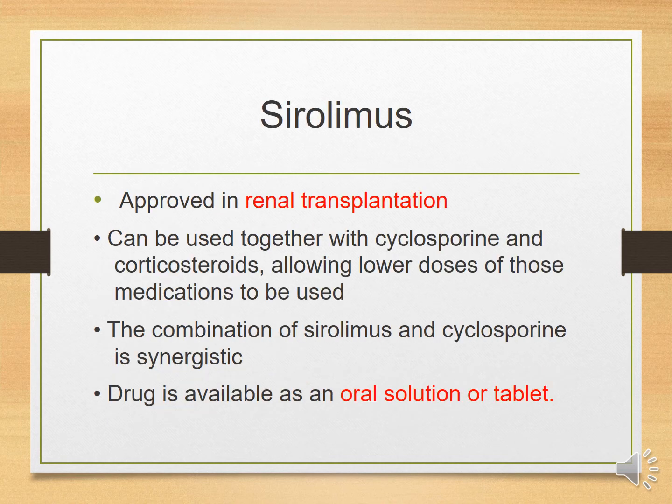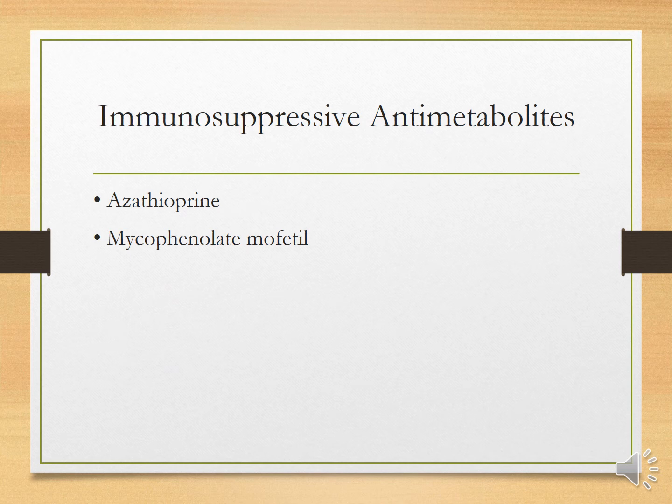Then our drug comes Sirolimus. It is approved in renal transplantation. It can be used together with cyclosporine and corticosteroids, allowing lower doses of those medications to be used. The combination of sirolimus and cyclosporine is synergistic. That means it enhances the required desired therapeutic effect. Drug is available as an oral solution. Then immunosuppressive antimetabolites such as azathioprine, mycophenolate mofetil.